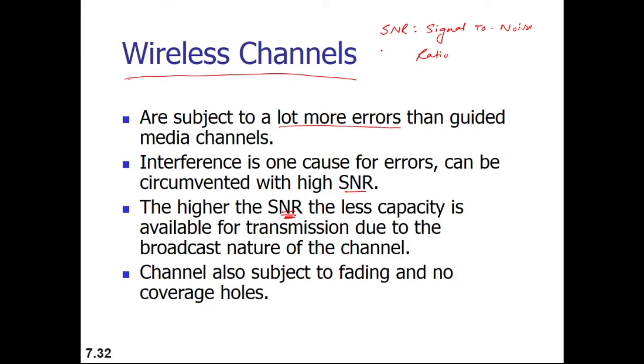So the higher the SNR, the less capacity. If SNR is very high, then capacity is very low for the transmission, due to the broadcast nature of the channel. The channel is also subject to fading and coverage holes. What is fading? Fading means the loss of signals. The signal can be lost while passing through the channel. So the wireless channel is subject to fading and coverage holes.